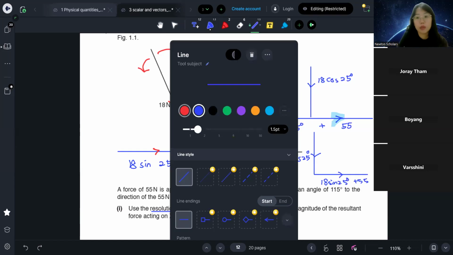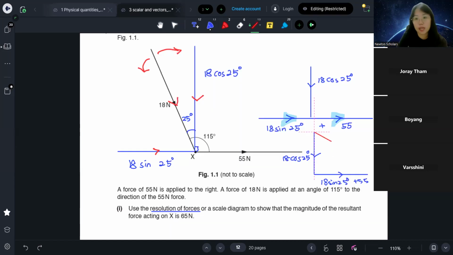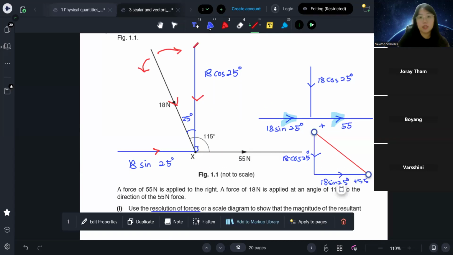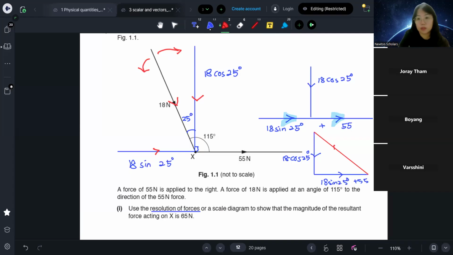Yes. I'm using red pen to show the resultant force, like this. This is my resultant force. Find your resultant force. Using your mathematics Pythagoras theorem, 90 degree. Solve it.